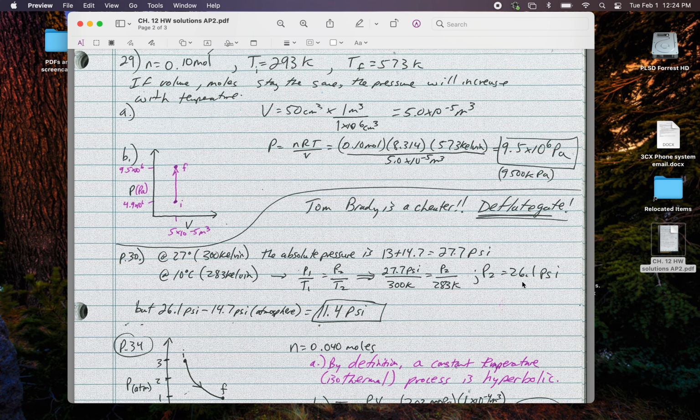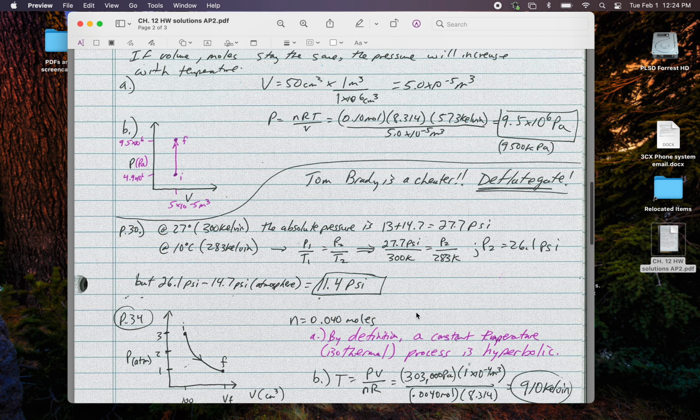Well, that's not going to decrease from the atmosphere. So it actually means that the gauge pressure inside would decrease quite a bit. And that's going to decrease from 13 psi to 11.4 psi. So that's about a 15 to 20% difference in there.